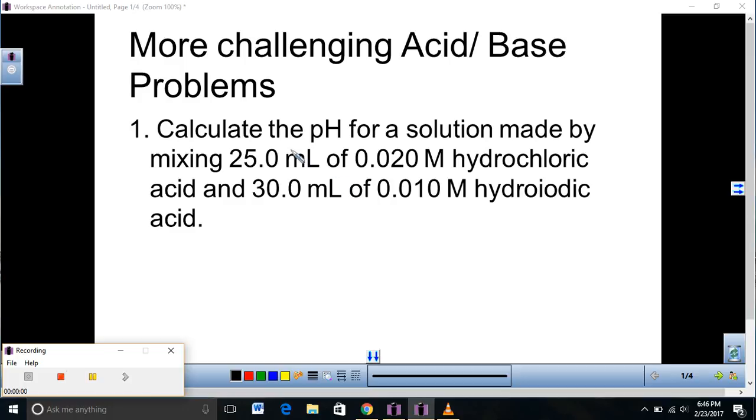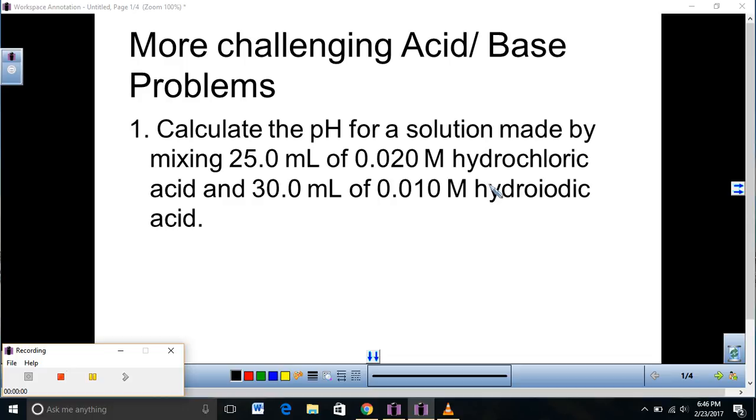Our first example, we're trying to find the pH of a solution that is mixing two acids together, and there are different volumes of our acid. We're adding 25 milliliters of a 0.02 molar hydrochloric acid, which is a strong acid, and then 30 milliliters of a 0.01 molar hydroiodic acid, which is also a strong acid.